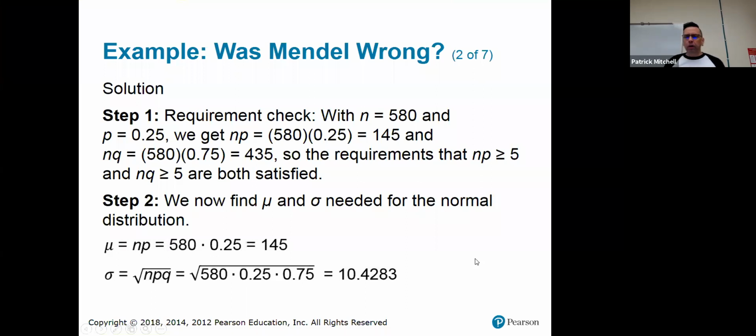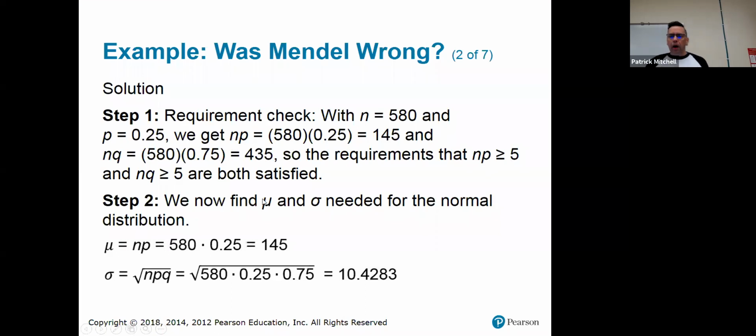Okay, so the first thing we're going to do is check our requirements. Remember, n times p and n times q both have to be at least 5. So n is 580, p is 0.25. N times p comes out to 145, which is definitely at least 5. And n times q is 580 times 0.75, which is 435. Okay, so this is a really, really good problem to use normal approximation.